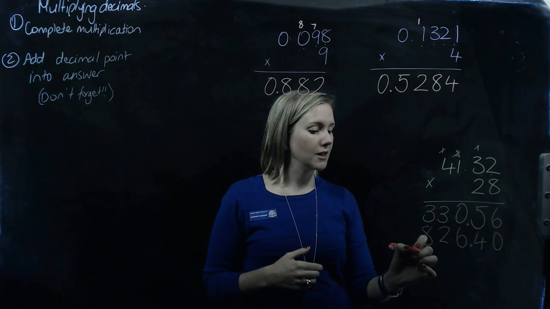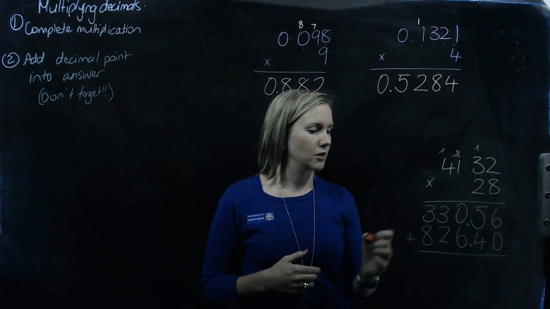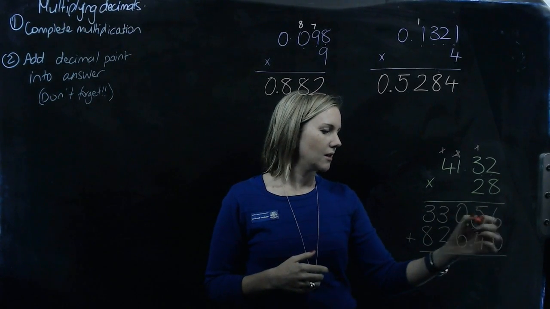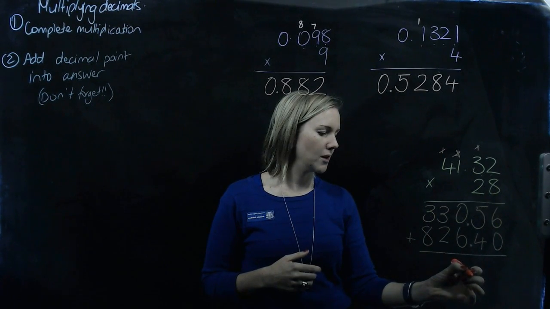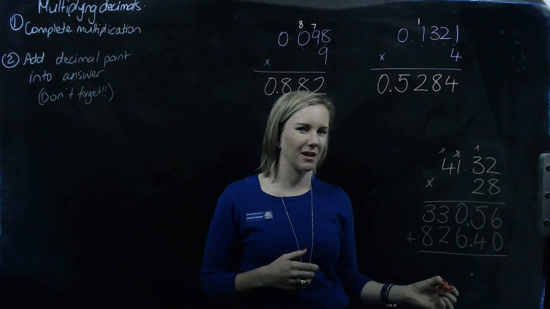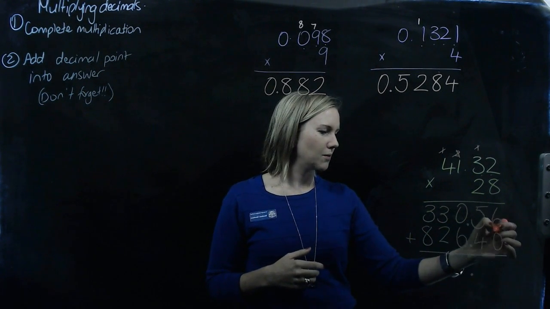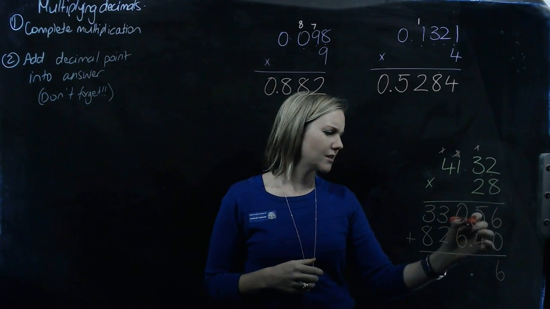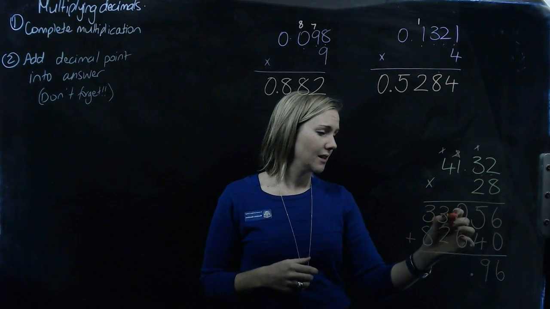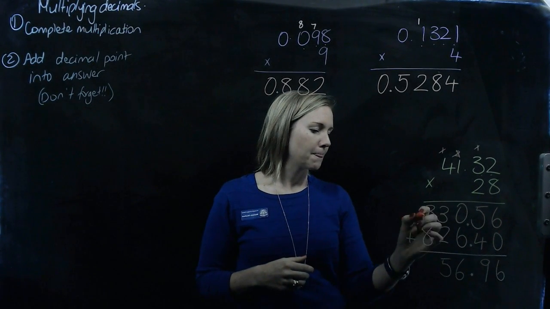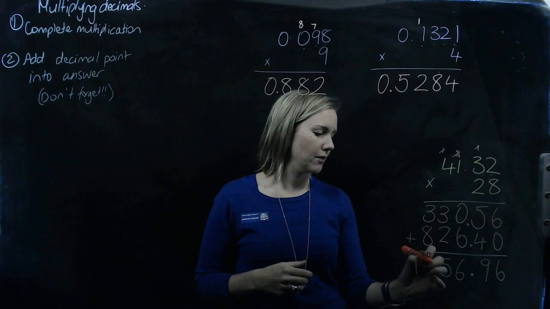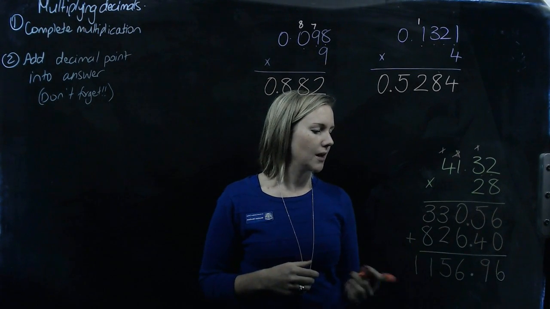Okay, now I'm not finished yet. I need to add this, which is what I've been talking about the whole time. Okay, so my decimals are lined up, which is important. So I would put my decimal point in my answer first. I think that's helpful. 6 plus 0 is 6. 5 plus 4 is 9. 0 plus 6 is 6. 3 plus 2 is 5. 3 plus 8 is 11. Okay, decimal points in my answer.